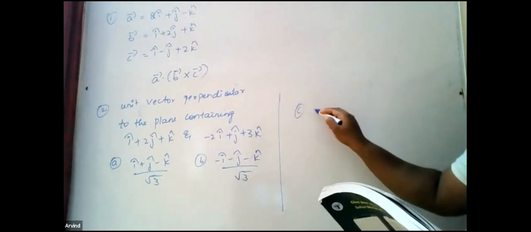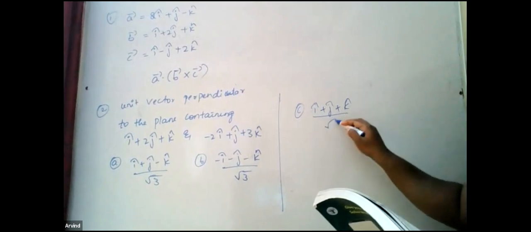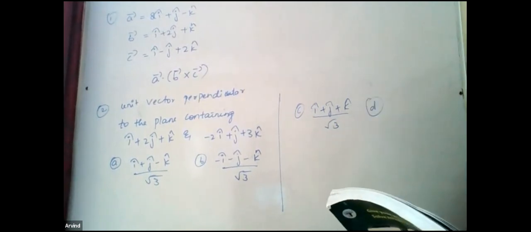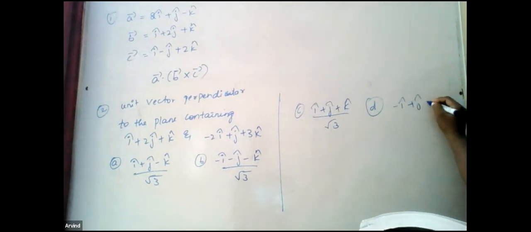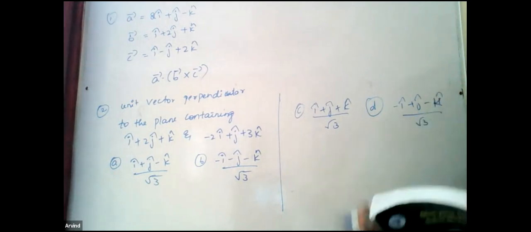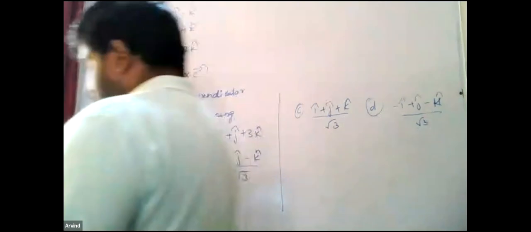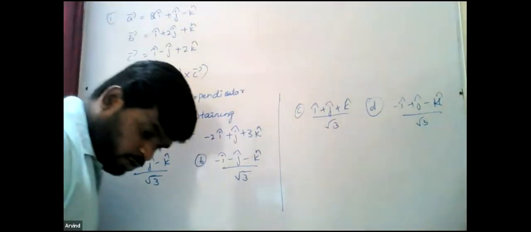Option C is the same thing with everything plus. I'll write option C here: i plus j plus k divided by root 3. Option D is minus i plus j minus k cap divided by root 3. For the first one, you can directly do it. You do not need the options. For the second one, you might need the options.